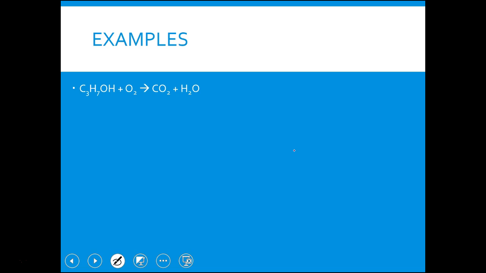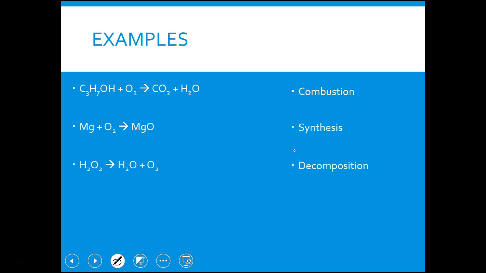Examples. Here we have C3H7OH plus O2 yields CO2 and water. What kind is that? Yeah, it's combustion. Next one. Mg plus O2 gives MgO. Synthesis. Good job. Next one. H2O2 yields H2O plus O2. Yeah, that's decomposition. We start with one single reactant.